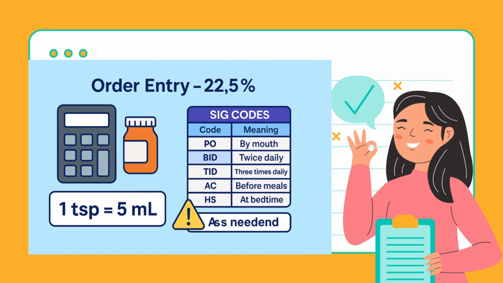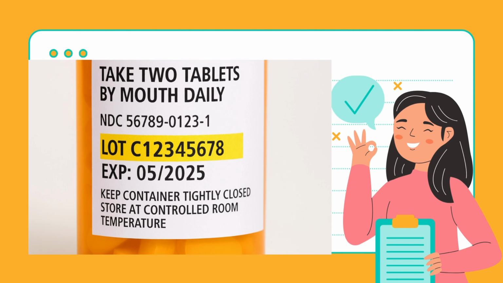Understand equipment: insulin syringes, nebulizers, spacers. Pay attention to lot numbers, expiration dates, and NDC numbers. And know how to return or dispose of expired medications. This section is hands-on. The best prep is to practice calculations daily.